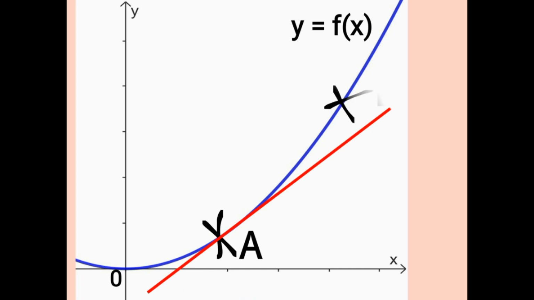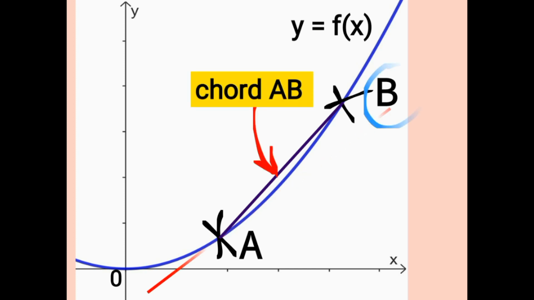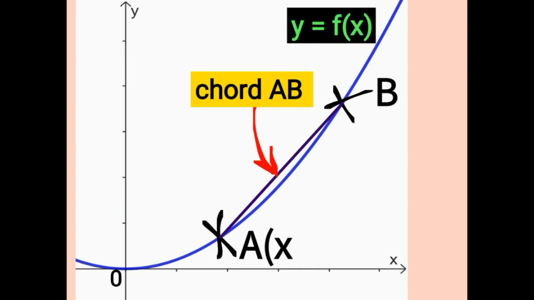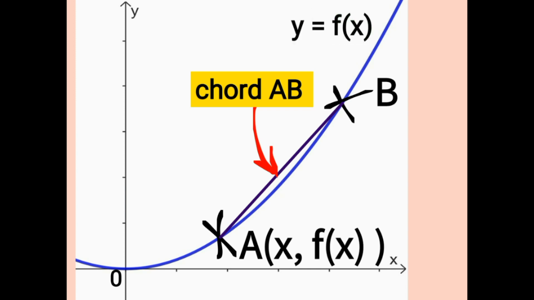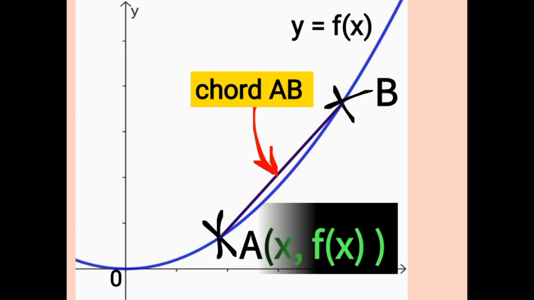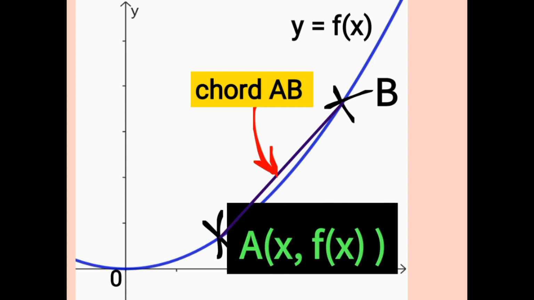Now, I'll take this point B, and point A is connected to point B by the chord AB. So, as point B moves closer to point A, the gradient of the chord AB gets closer to the gradient of the tangent to the curve at point A. In order to make this clear, I'll use coordinates for A and B. So let's say the x-coordinate of the point A is x, and since this is the graph of y equals f(x), then the y-coordinate of point A is f(x). So point A has the coordinates (x, f(x)).